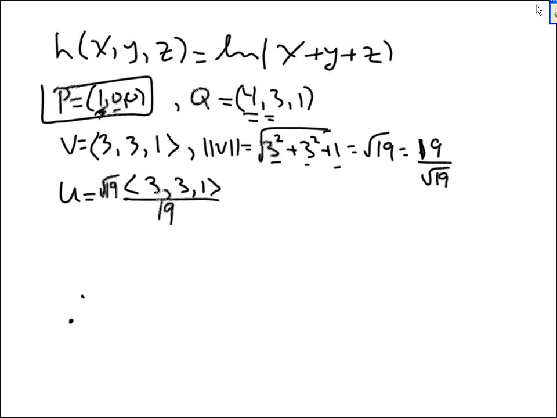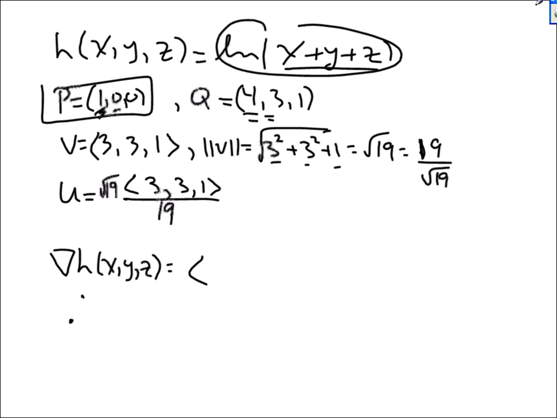Okay. So now I need to find the gradient of H. Now remember, the derivative of ln of anything, you put the anything in the bottom and the derivative on top. First is the partial with respect to x. The derivative of x is 1, but the other letters are constants. X plus a constant plus a constant, the derivative is 1.